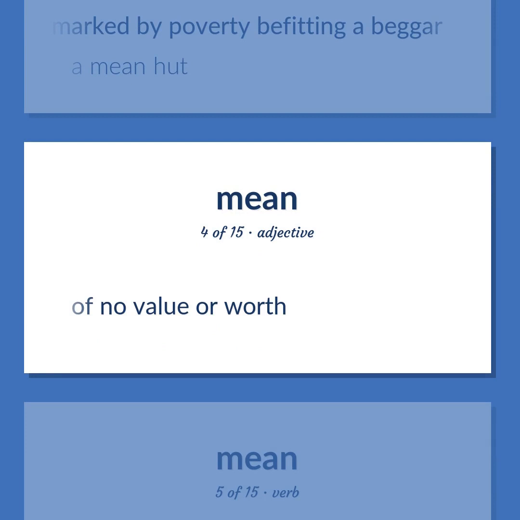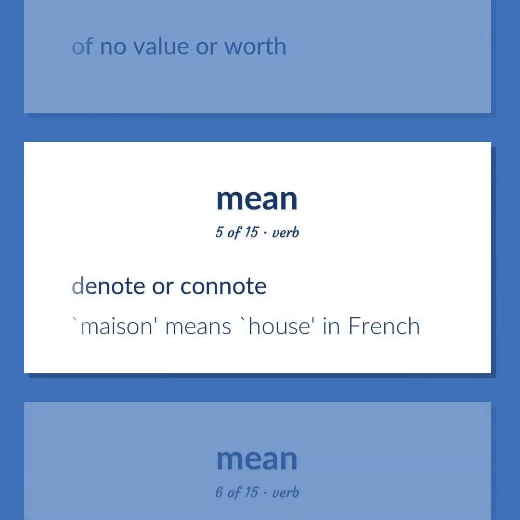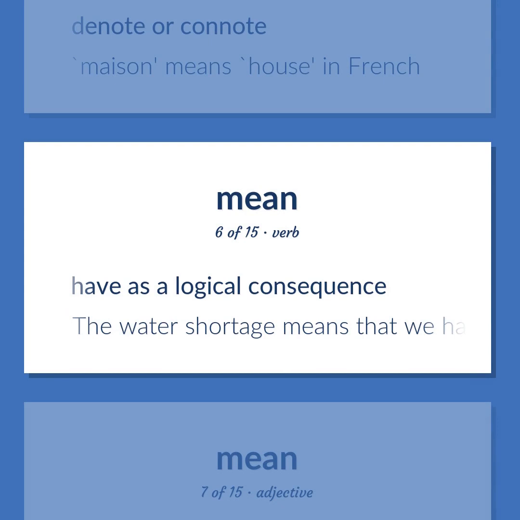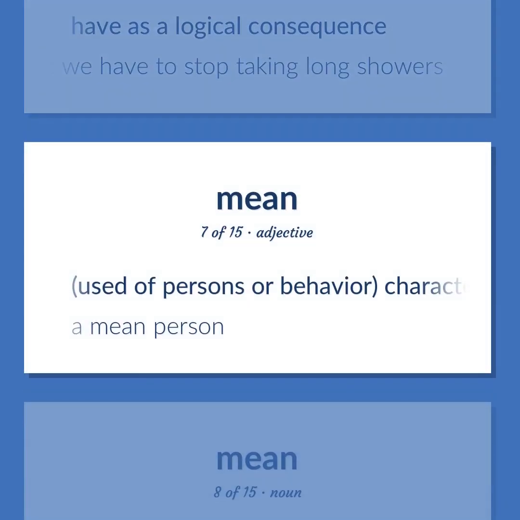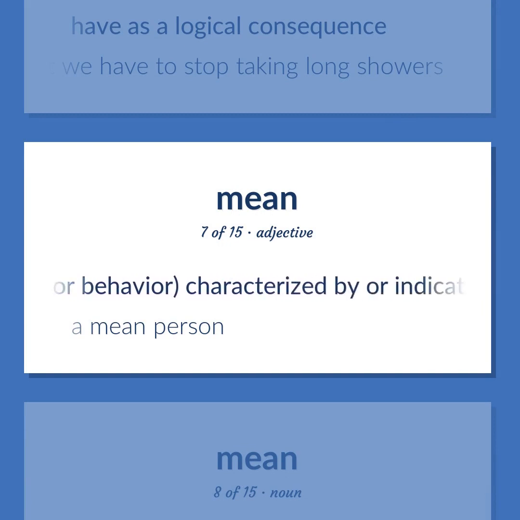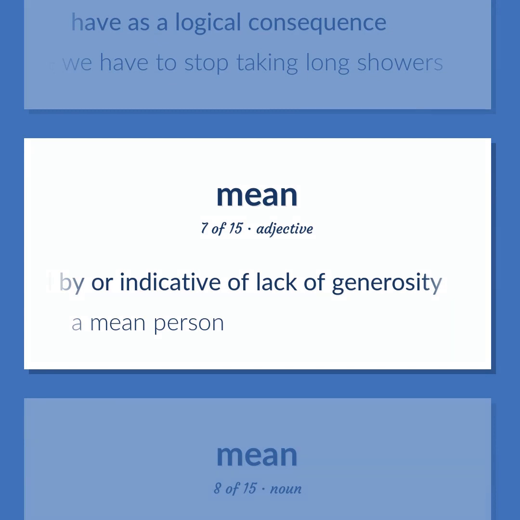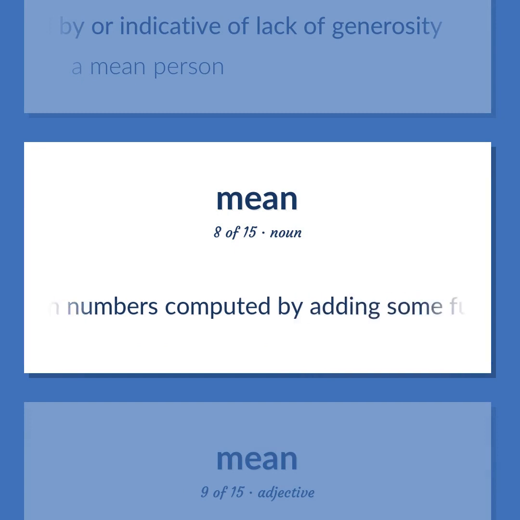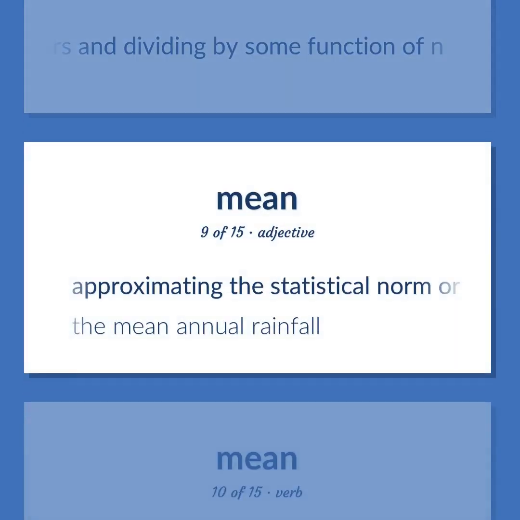Of no value or worth. Denote or connote. Maison means house in French. Have as a logical consequence. The water shortage means that we have to stop taking long showers. Used of persons or behavior, characterized by or indicative of lack of generosity. A mean person. An average of n numbers computed by adding some function of the numbers and dividing by some function of n. Approximating the statistical norm or average or expected value. The mean annual rainfall.